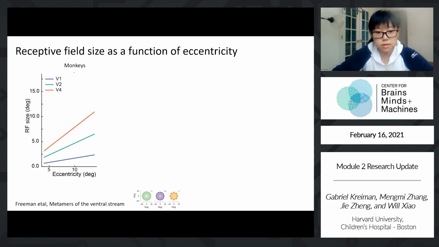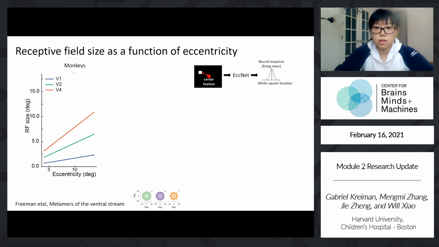So now let's see how the eccentricity net performs in this. What we did is quite similar to what was done on monkeys. We present a black image with a white square on top of it to the eccentricity net, and we ask the eccentricity net to fixate in the center of the image. Then we slide this white square across the entire image so that we can record the neural responses, or the activation values, for each unit in the eccentricity net.